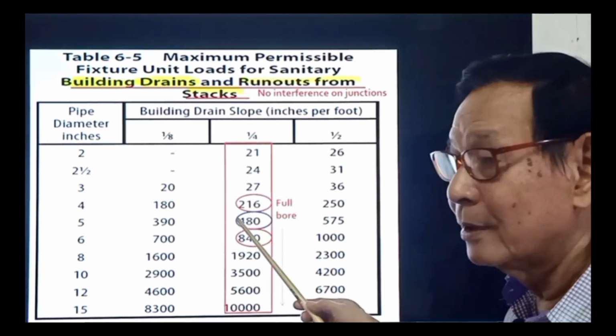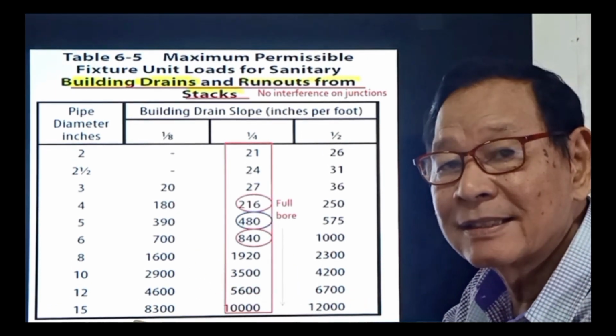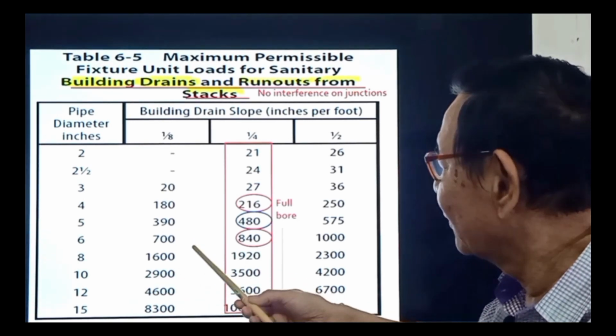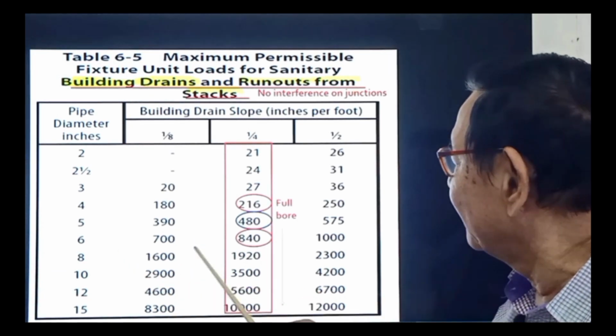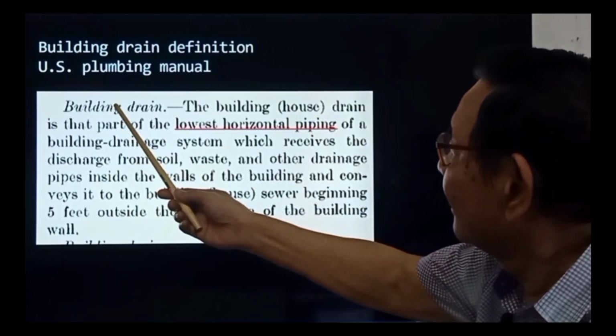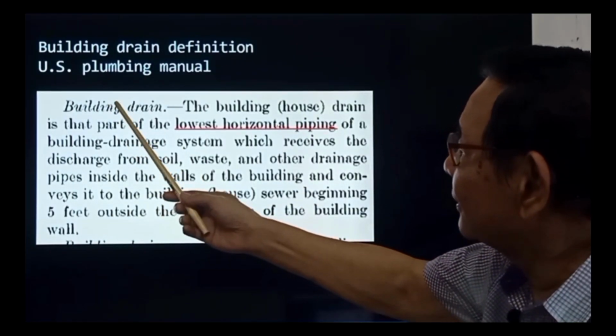Full bore. But there is no allowance. That is full bore. There is no allowance. So 6 inches is 640 fixture units. It says that the building drain.